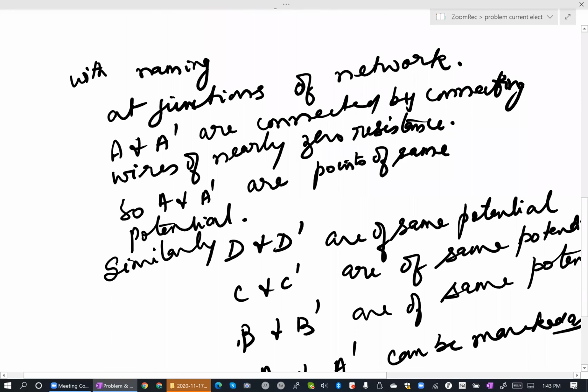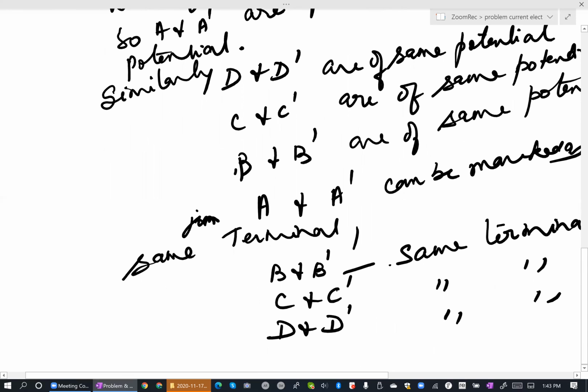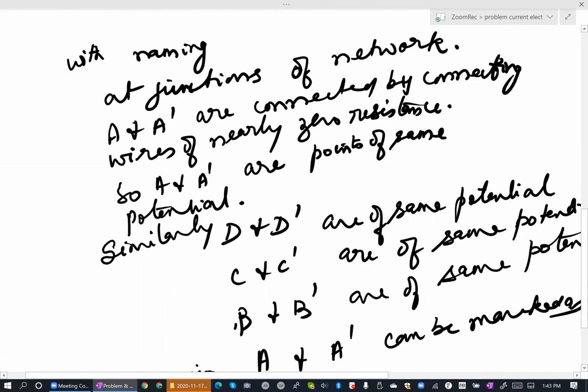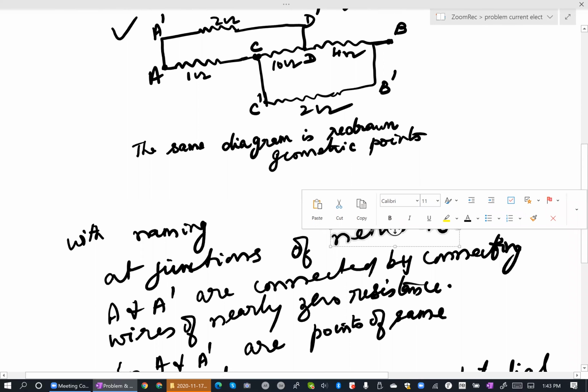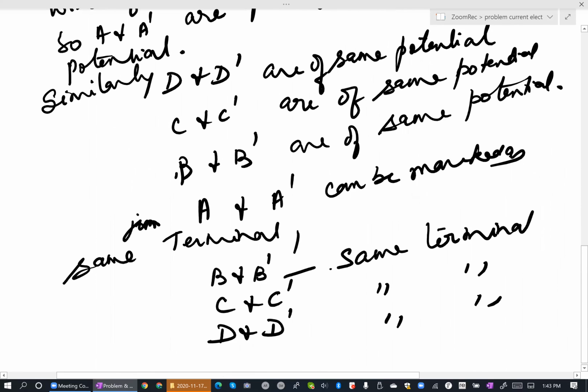The junctions A and A dash are connected by connecting wires of nearly zero resistance. So A and A dash are points of the same potential. Similarly, D and D dash are points of the same potential. C and C dash are points of the same potential. B and B dash are points of the same potential. You can verify that B and B dash, C and C dash, A and A dash, and D and D dash are points of the same potential.